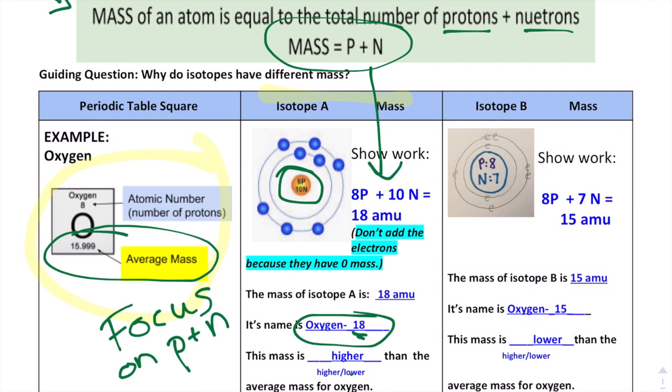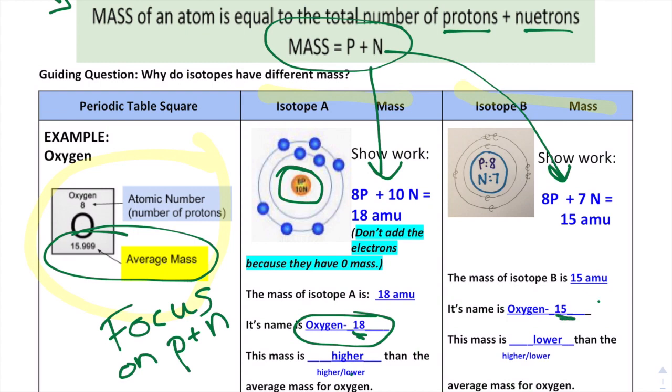Let's look at the next one. Isotope B over here, and its mass. So this time we see 8 protons again, and only 7 neutrons. 8 plus 7 is 15. So the mass of isotope B is 15 AMU. It's still oxygen because the atomic number is 8. Protons are 8, so that means it's oxygen, but it's oxygen-15.